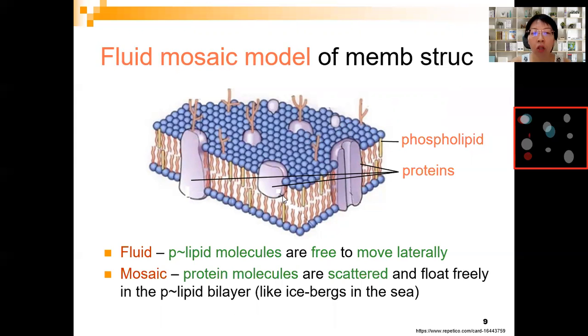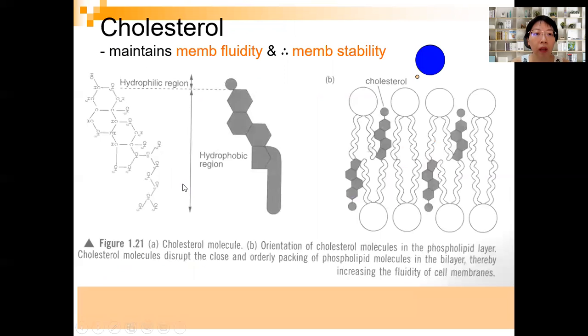So you can imagine it like icebergs that are floating in the sea, right? Scattered all around, big iceberg, small iceberg. Tall, short, whatever, scattered in the sea. So that is the fluid mosaic model of membrane. Now, the next thing we're going to look at is cholesterol.